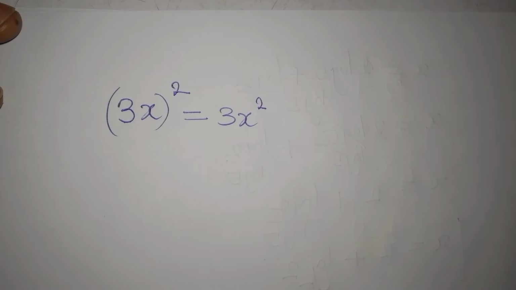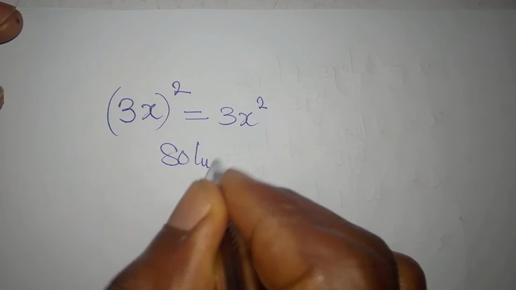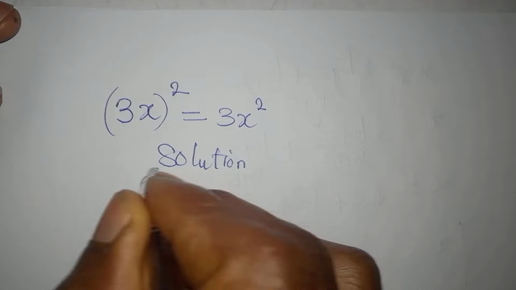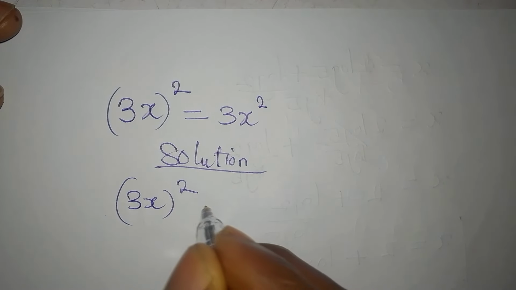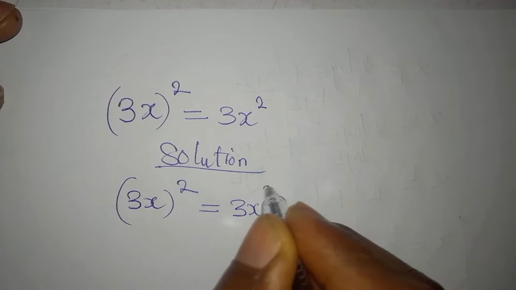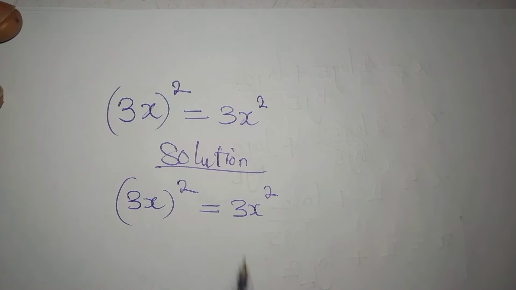Hi everyone, let's solve this very quickly. We have (3x)² equals 3x². These are not the same thing, right?